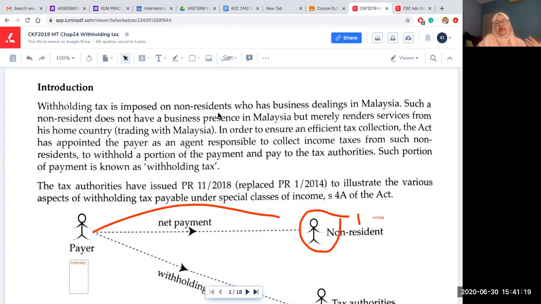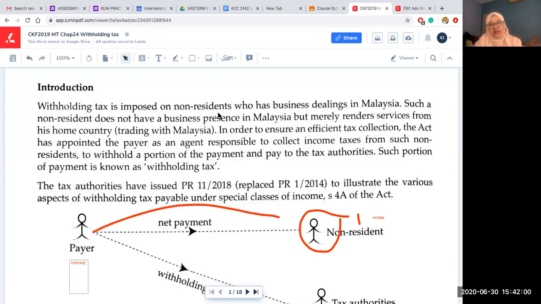Once a company is a Malaysian resident company this year, then next year you don't have to prove anymore. Once you are a resident, you are assumed to be a resident company unless otherwise stated. So you don't have to prove yourself every year. Not like an individual, where you have to look at each year of assessment: resident, non-resident, resident, right? So a company is different. You just have to make sure that you have management and control in Malaysia. So coming back to the topic, withholding tax applies only to payment made to a non-resident.